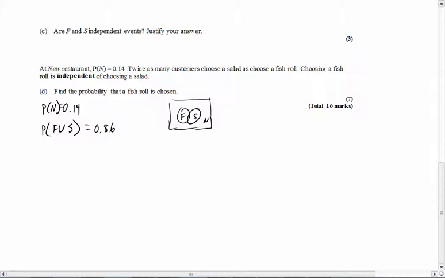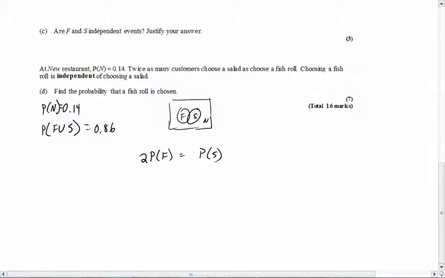It says twice as many customers choose salad as fish. So if I've got fish and I've got salad, it says twice as many choose salad as fish. That means however many fish there are, twice as many people get salads. It has to be with the 2 in front of the PF. Now, many of you got away with putting the 2 in front of the PS, but that doesn't make sense.